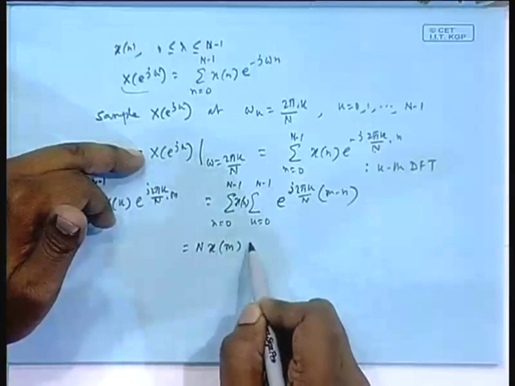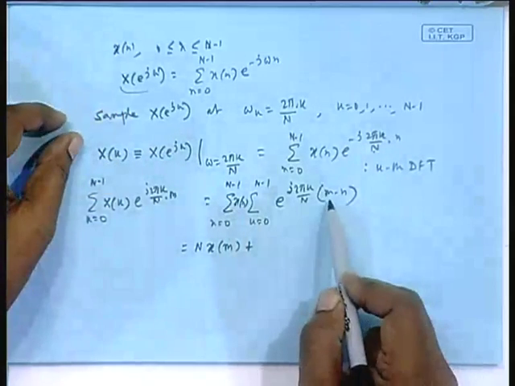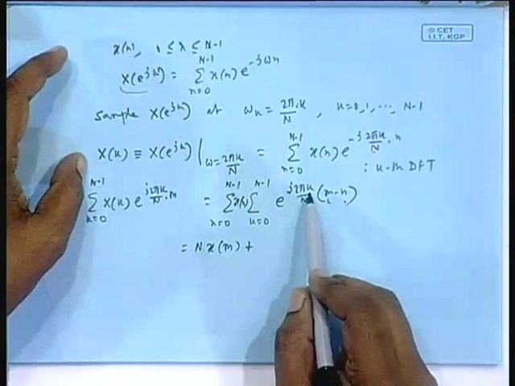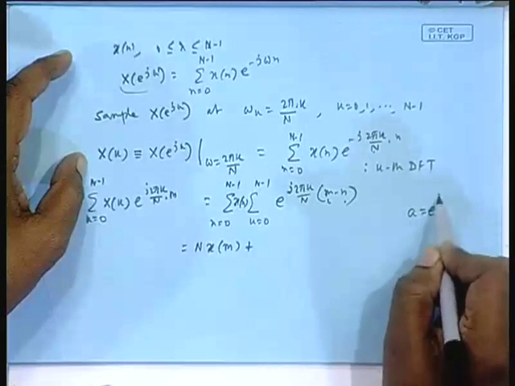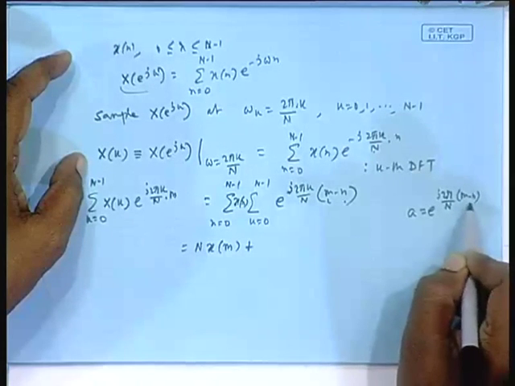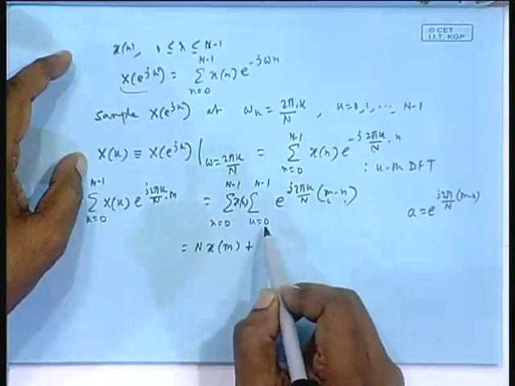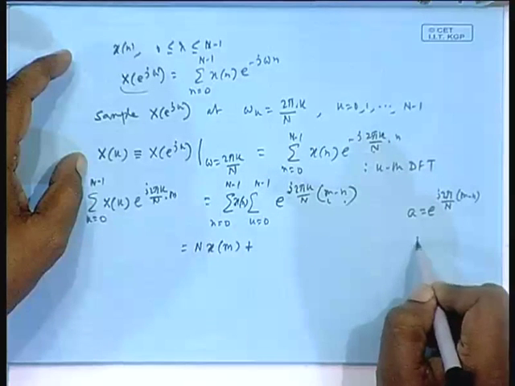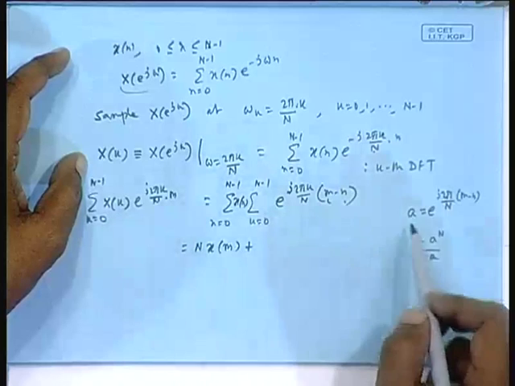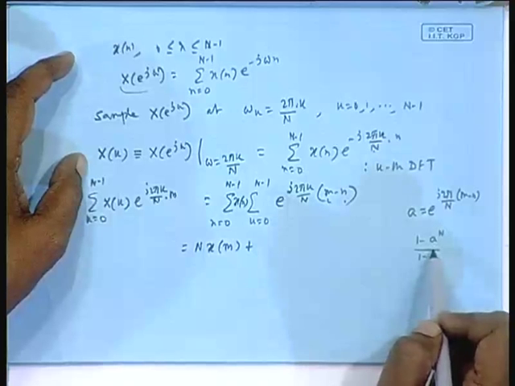And now consider the situation where small n takes values other than m. Then m minus n is an integer, positive or negative, I do not care, and this is a GP series in k. If you say a equals e to the power j 2 pi by N into (m minus n), and m minus n is non-zero now, then the summation is simply a to the power k. So, the summation will give rise to 1 minus a to the power N by 1 minus a. In this, a to the power N means N cancels, e to the power j 2 pi into an integer is 1, so 1 minus 1 is 0.